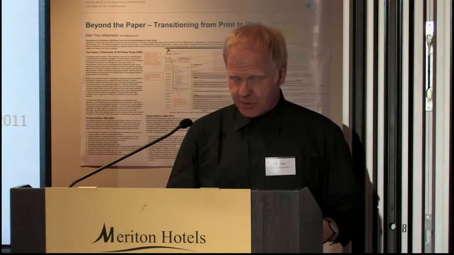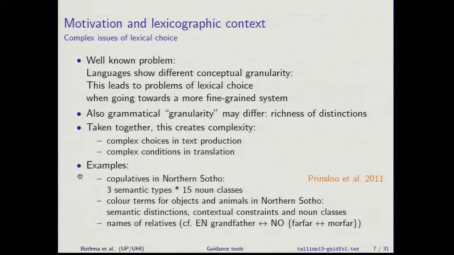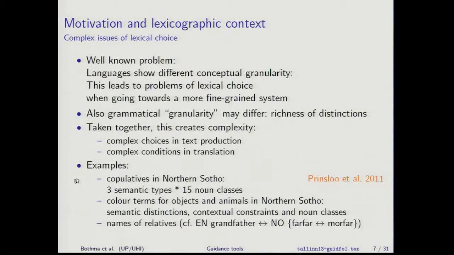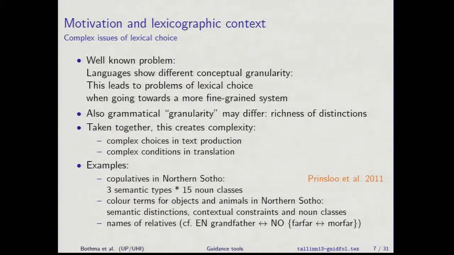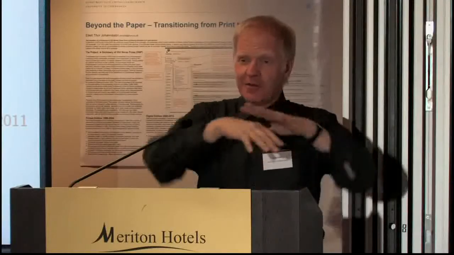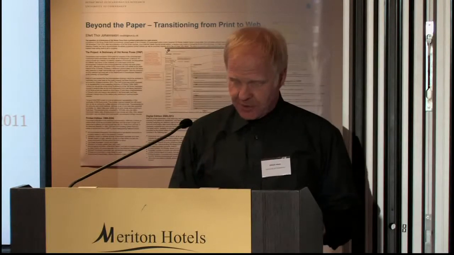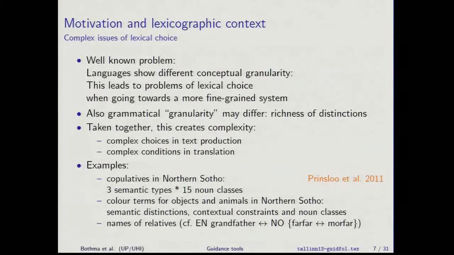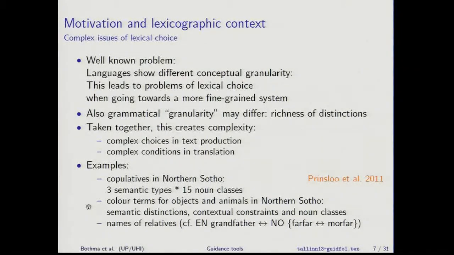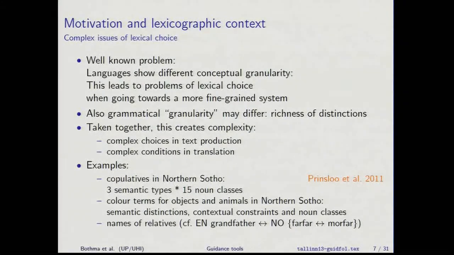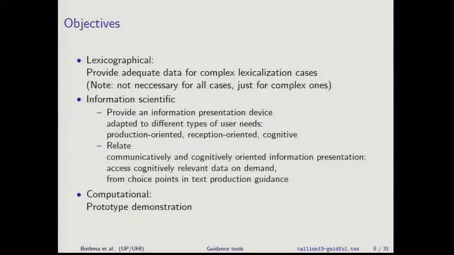So examples from Northern Sotho concern, and that is what we are going to talk about, copulatives, so the translation of things like to be, I am, he is, and so on, where we have 3 different semantic subtypes, 15 noun classes, basically cross-classified, so you can imagine what kind of grammar tables will come out when you deal with that phenomenon. Other examples are the rather fine-grained subdivision of color terms or of names of relatives, so kinship terminology in Northern Sotho, but also in other languages.